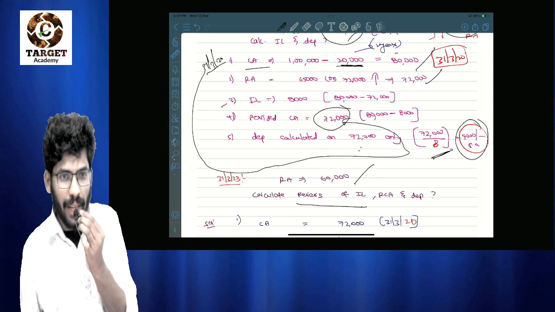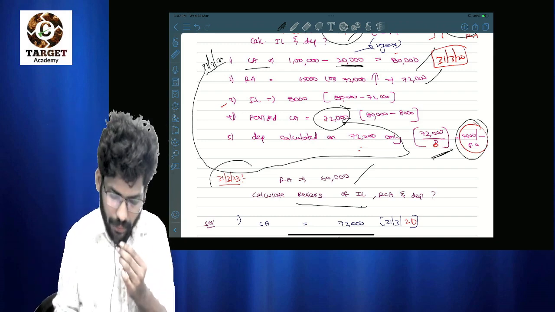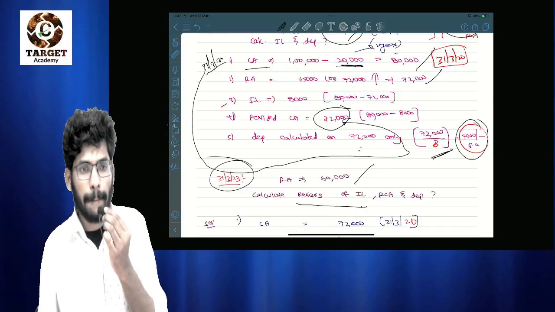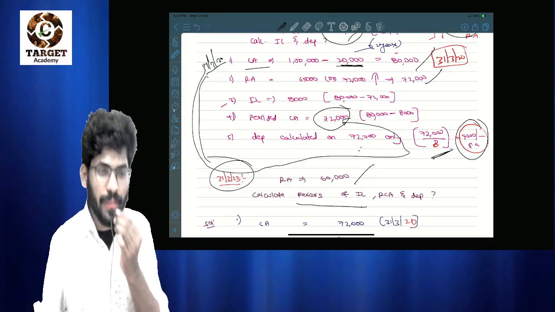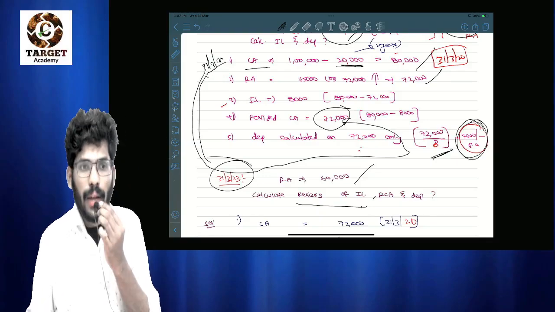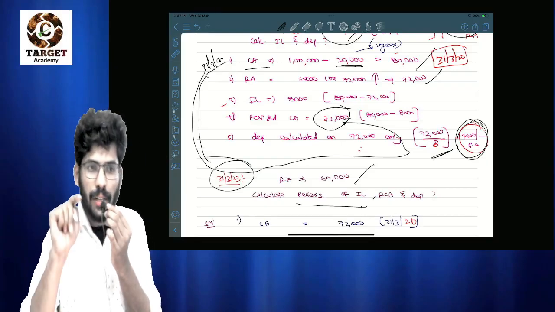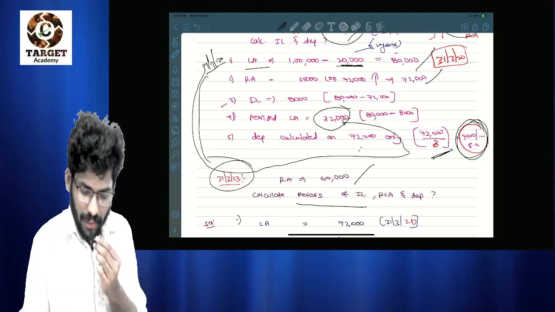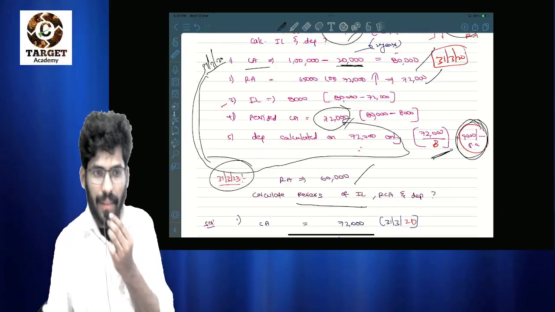So please calculate 3 years depreciation, because the recoverable amount is given on 31st March 2023. Please calculate depreciation for 3 years. How much? 9,000 into 3 years. How much? 27,000. Then what is the carrying amount? 72,000 minus 27,000. How much?